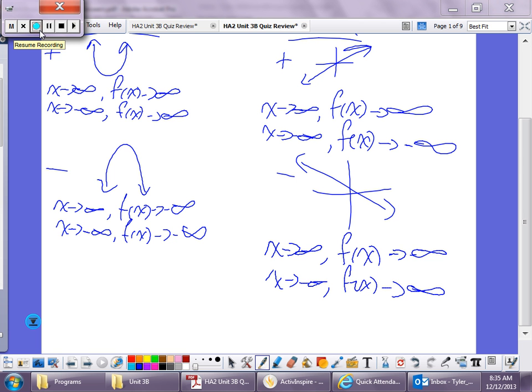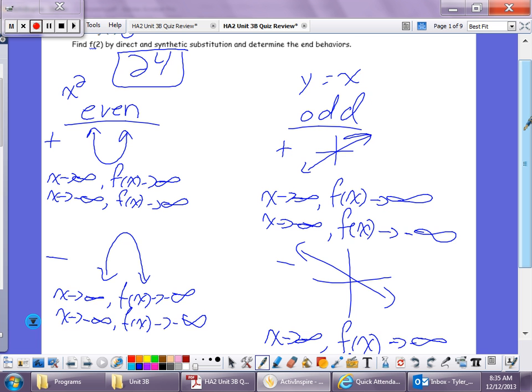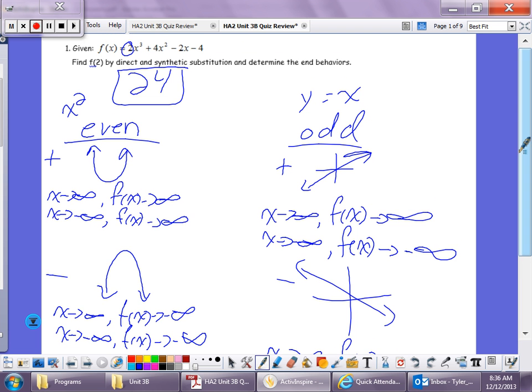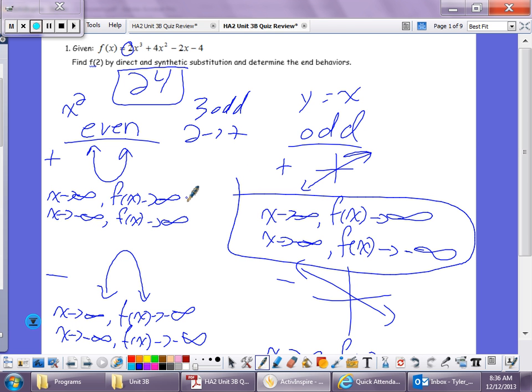So now we just have to look at our problem. Here I have the highest degree is a 3, right? 3 is an odd degree, right? 3 is odd. 2 is my leading coefficient, that's positive. So it's odd with a positive leading coefficient, so this would be my answer right here.